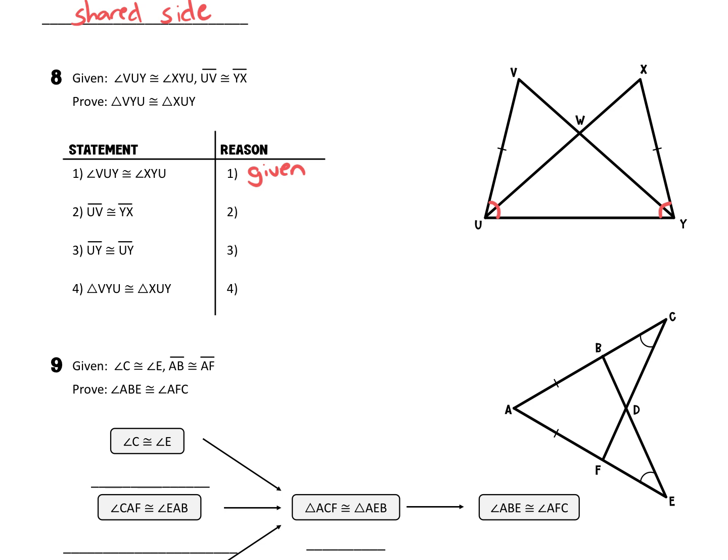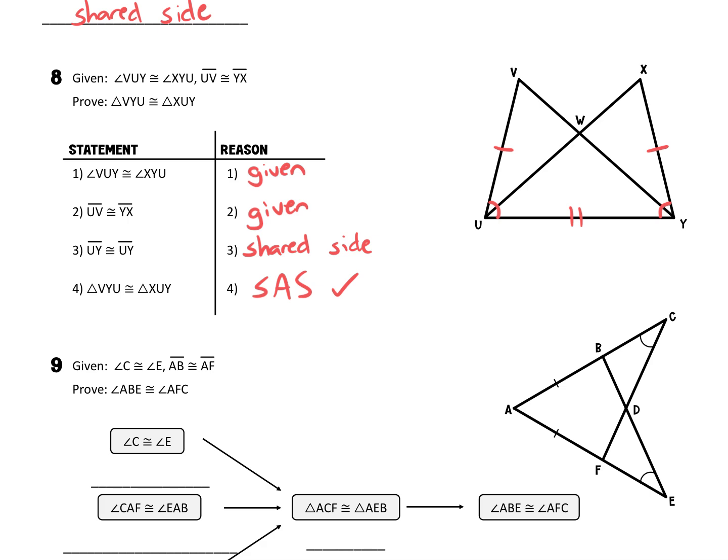UV is congruent to YX. Why do I know that? It's given. The next statement they give us is that UY is congruent to UY. Shared side, yep. And then they give us our proof statement. Why are those 2 triangles congruent to each other? Side, angle, side. And then check, I'm done.